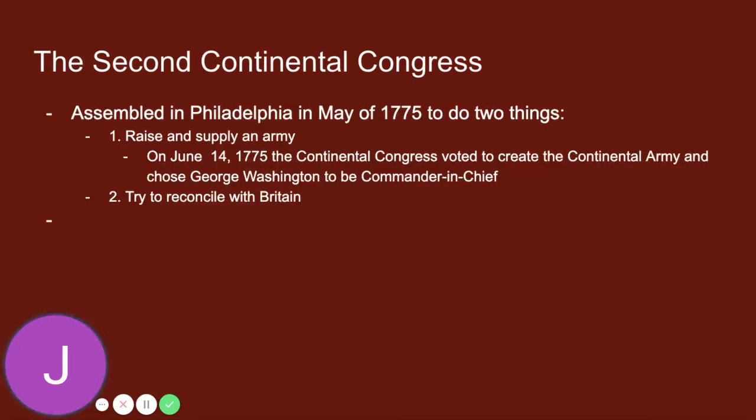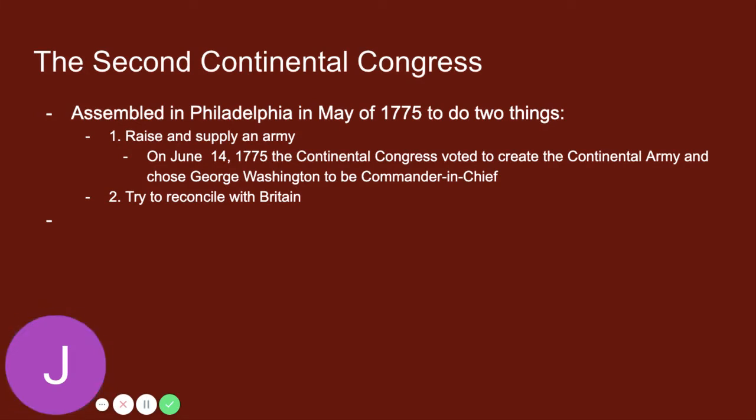The Second Continental Congress was assembled in Philadelphia in May of 1775 to do two things. First, it was to raise and supply an army. On June 14th, 1775, the Continental Congress voted to create the Continental Army and chose George Washington to be commander-in-chief. Whenever I refer to the American Army or the Continental Army in this presentation, I mean the same thing. The Continental Army was America's army during the Revolutionary War.